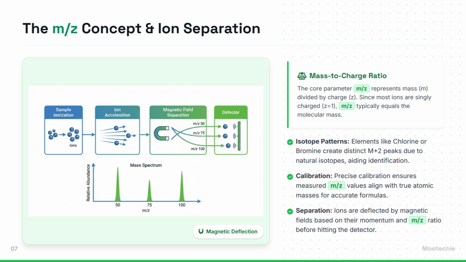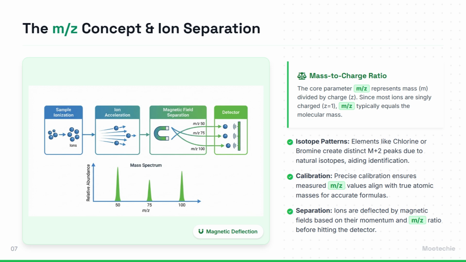Now let's talk about the core parameter. The mass-to-charge ratio M to Z represents the mass M divided by the charge Z. Since most ions are singly charged, meaning Z equals 1, the M to Z value typically equals the molecular mass itself. Isotope patterns are a key clue. Elements like chlorine or bromine create distinct M+2 peaks due to their natural isotopes, which really aids in identification.